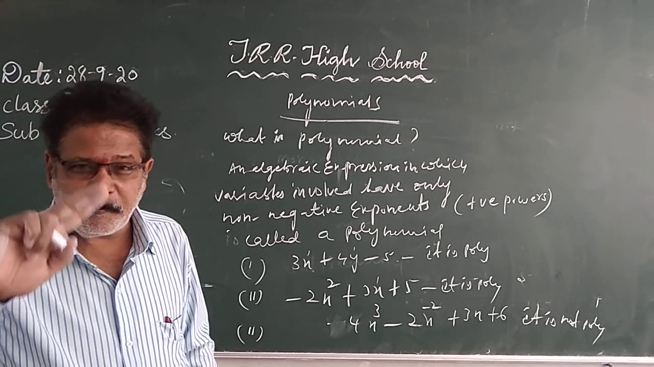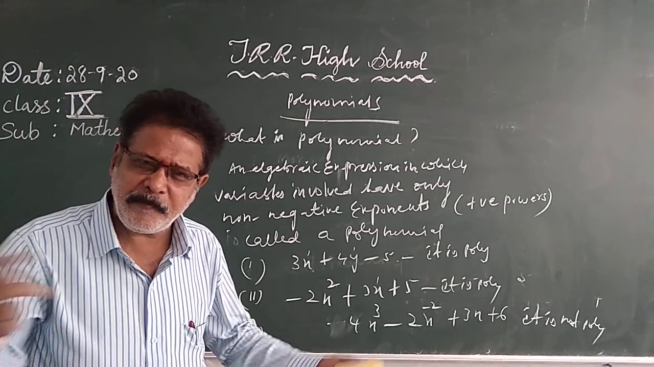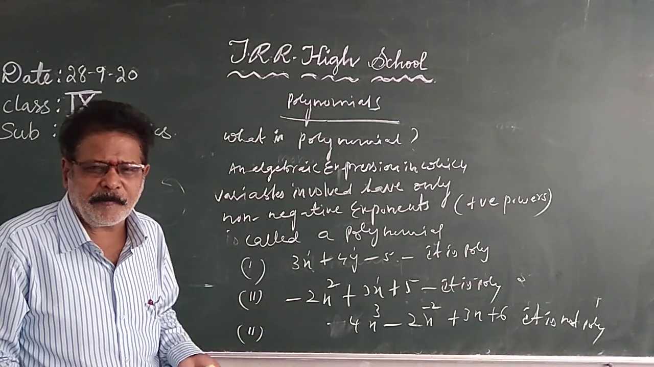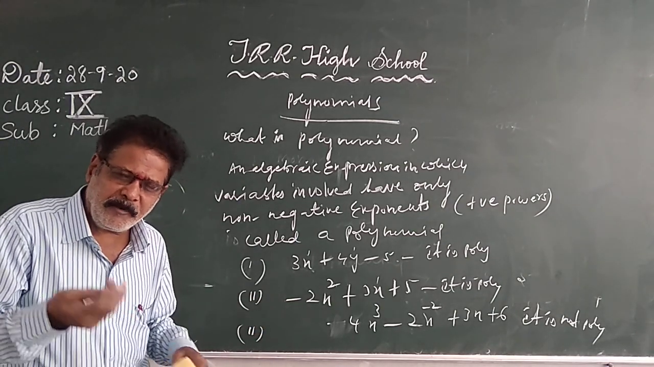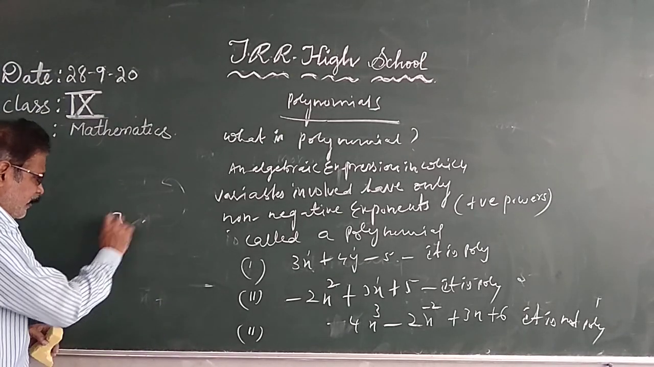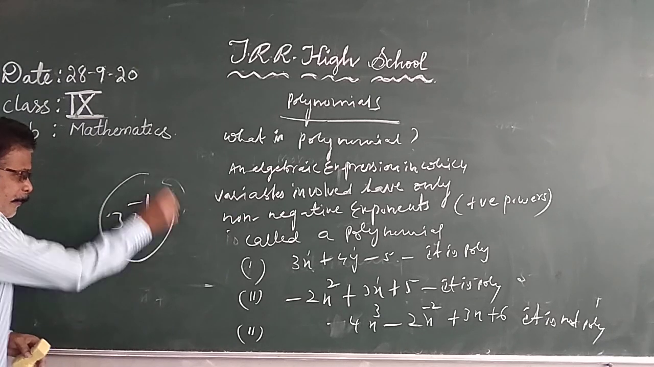What is the difference between multinomial and polynomial? Polynomial means many terms. Multinomial also has more than 3 terms. When it has 3 terms, it is a trinomial. Every monomial is not a polynomial. For example, 3x to the power minus 1. It is a monomial, but it is not a polynomial.